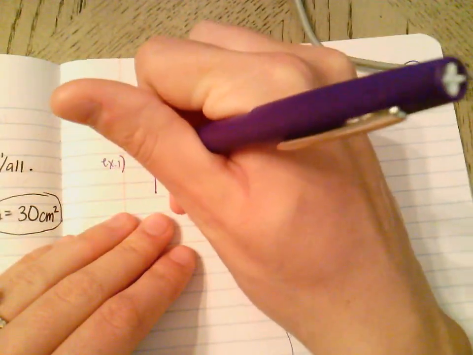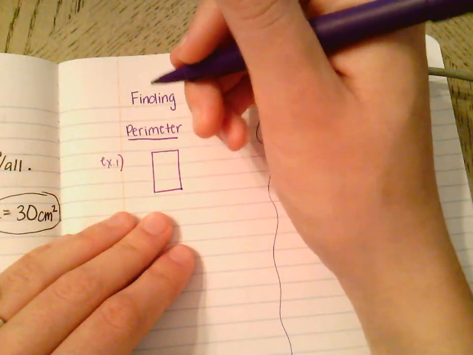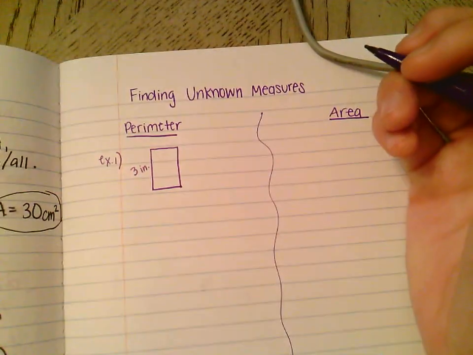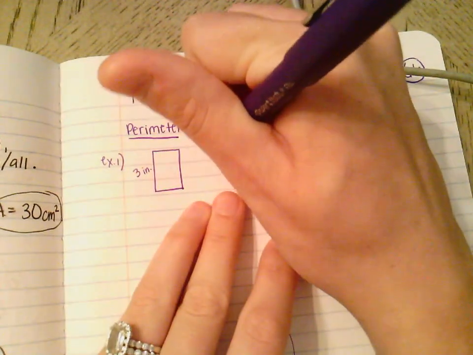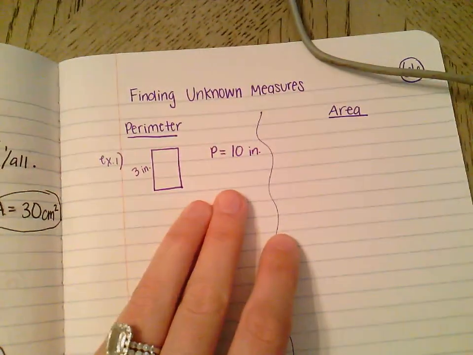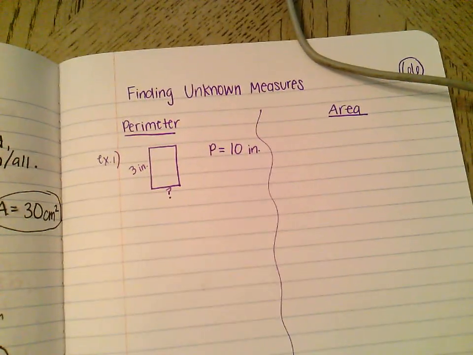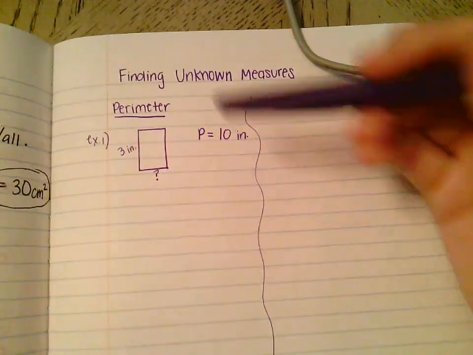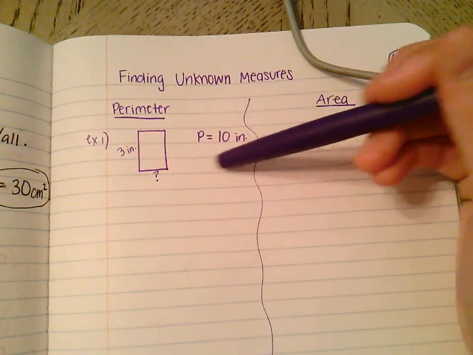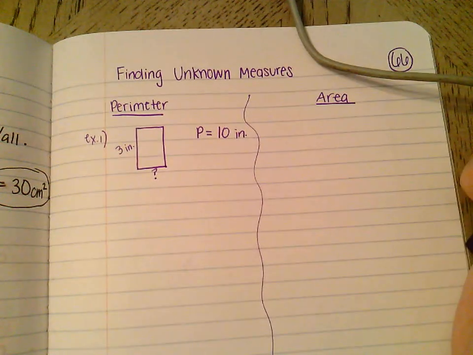I'm just going to draw a rectangle like this. I'm going to say this is 3 inches. And my perimeter is 10 inches. And they want me to find what this side is. Okay, so let's talk about this problem. So I know that one side of my rectangle is 3 inches. My total perimeter is 10, and I don't know this number here.